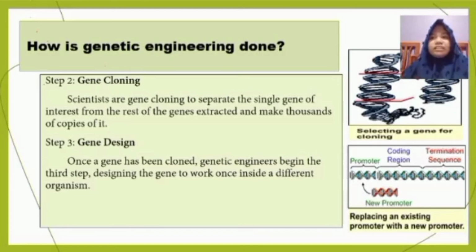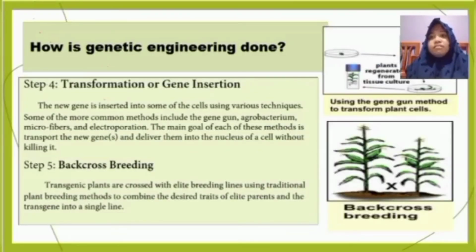Step 3. Gene design. Once a gene has been cloned, genetic engineers begin the third step, designing the gene to work once inside a different organism. Step 4. Transformation of gene, or gene insertion. The new gene is inserted into some of the cells using various techniques. Some of the more common methods include the gene gun, agrobacterium, microfibers, and electroporation. The main goal of each of these methods is to transport the new genes and deliver them into the nucleus of a cell without killing it.